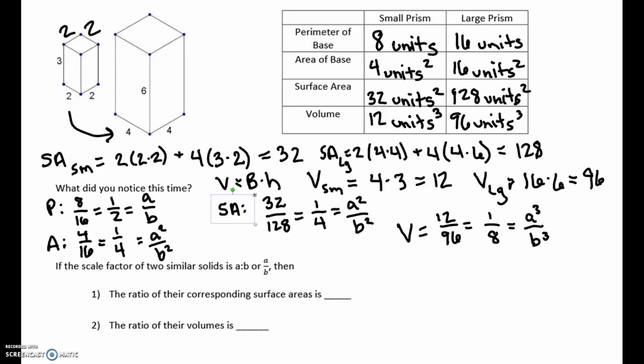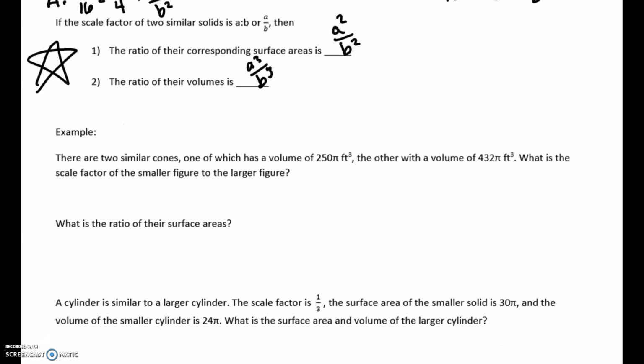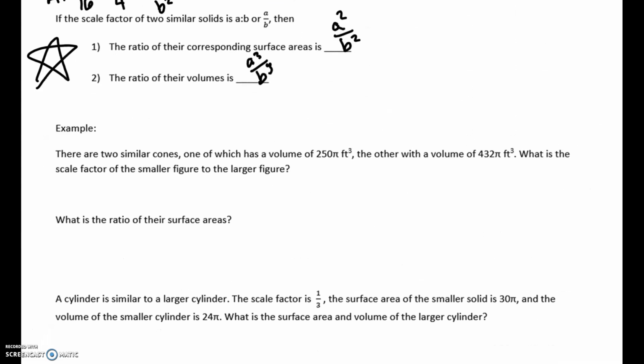So the ratio of corresponding surface areas, if we have a scale factor of A over B, is A squared over B squared, while the ratio of corresponding volumes is going to be A cubed over B cubed. So this is the big idea here for this lesson. Those are the ratios of the surface area and the volume. Now let's look at some examples.